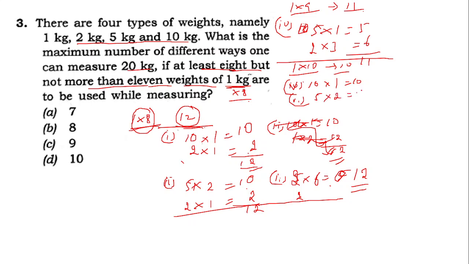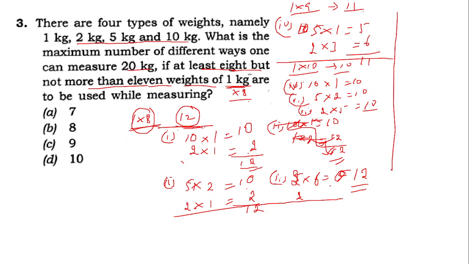Or sixth possibility, 5 kg into 2, 10 kgs. This is another sixth possibility. And seventh possibility is 2 kg into 5, 10. So this is also possible. Okay, this is possibility. Seven possibilities over.